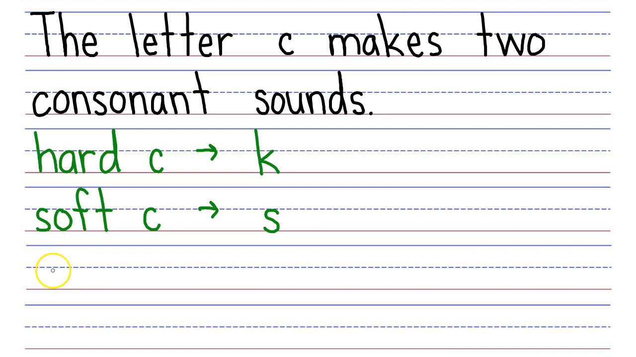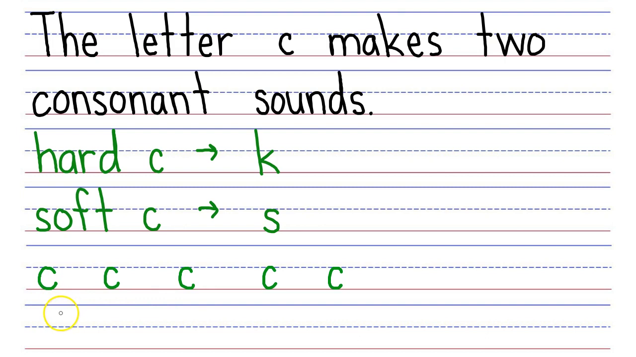A lowercase c starts just below the midline. It curves up to the midline and then curves down to the baseline and just past it, like so. Let's write 4 more of those while we say the two sounds of letter C. Here's a lowercase c, and c says k and s. Lowercase c says k and s.